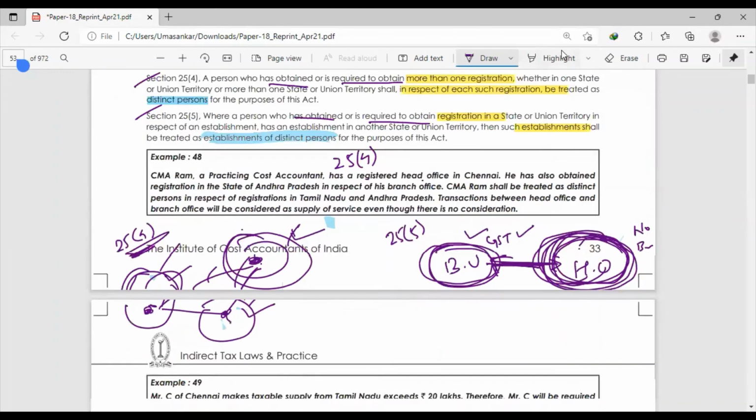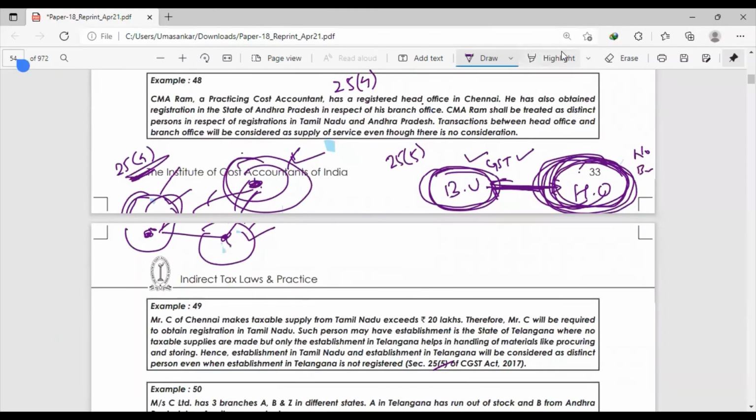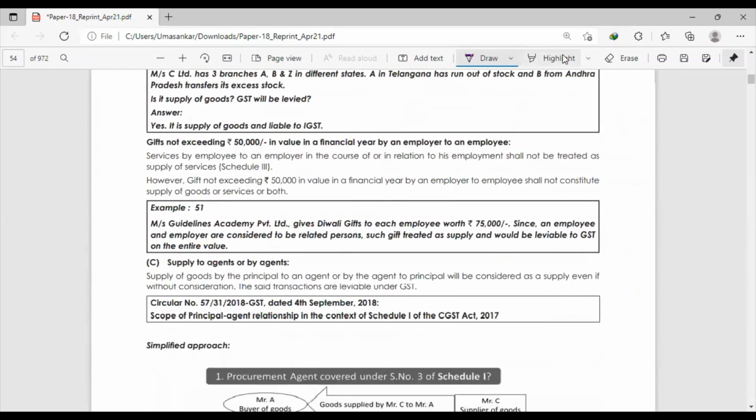This example will help you to understand the difference between 25.4 and 25.5. This one also I have already said.